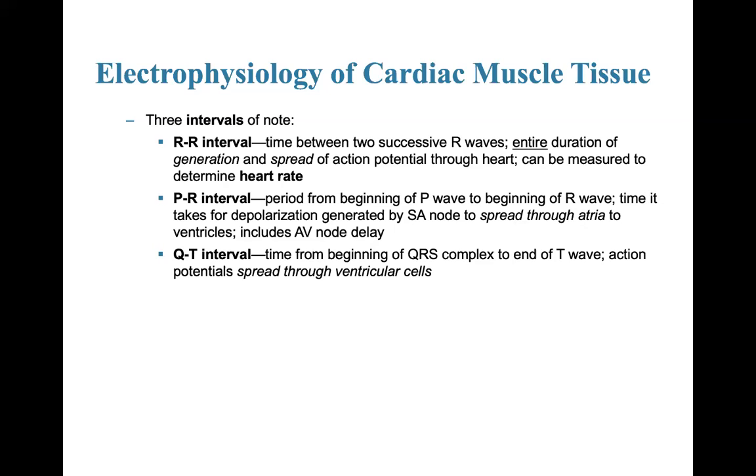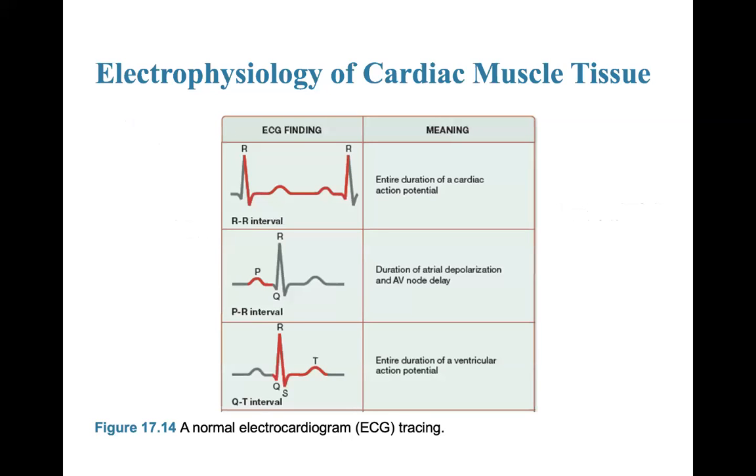The PR interval, this is the period from the beginning of the P wave to the beginning of the QRS complex. This is the time it takes a depolarization generated by the SA node to spread through the atria to the ventricles, including the AV node delay. And then finally, the QT interval. This is the time from the beginning of the QRS complex to the end of the T wave, the action potential spread through the ventricular cells. And again, here you can see the RR interval, the PR interval, and the QT interval.